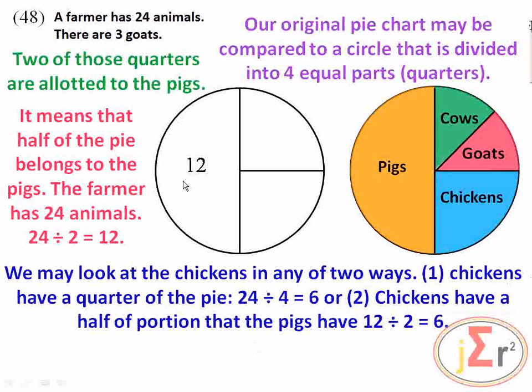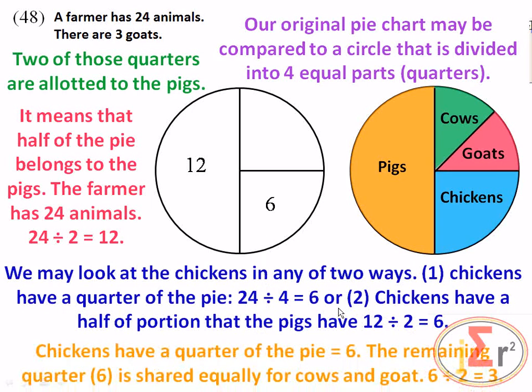Notice that this is a half, right? Yes. And if we divide it into 2, we get 2 quarters. Therefore, whatever we have here is a half of this. Yes. Right. So we may say that the number of chickens is half of this. So 12, this is 12, right? Yes. 12 divided by 2 is equal to 6. Chickens have a quarter of the pie, which is 6. The remaining quarter, which is 6, is shared equally for cows and goats.